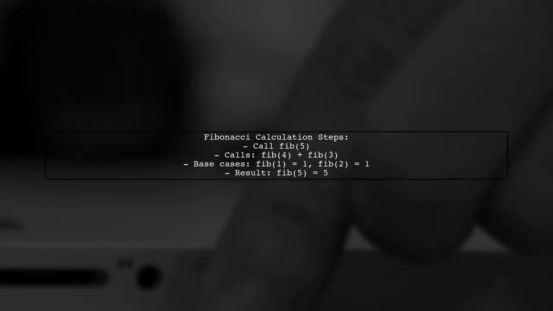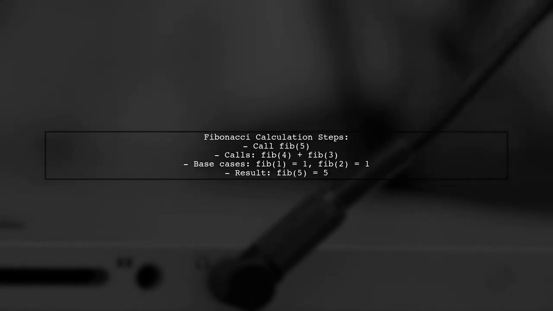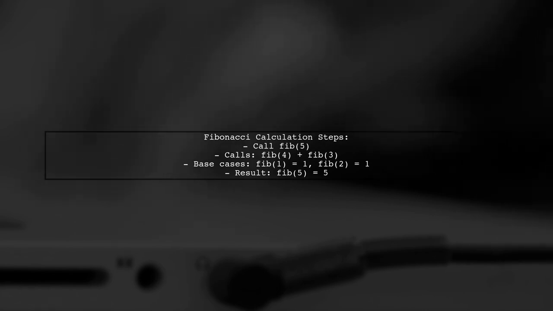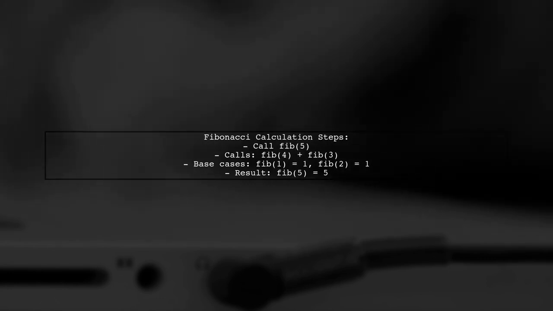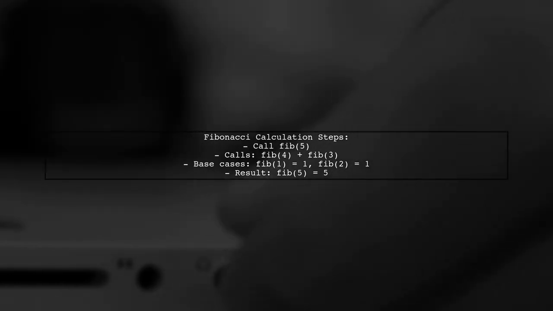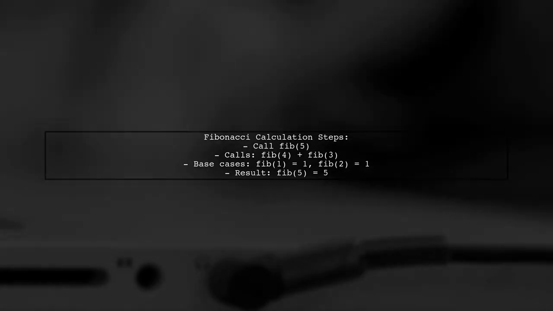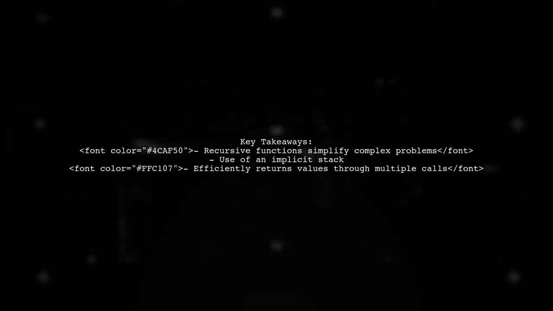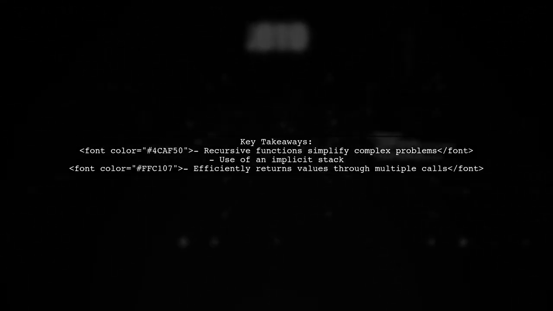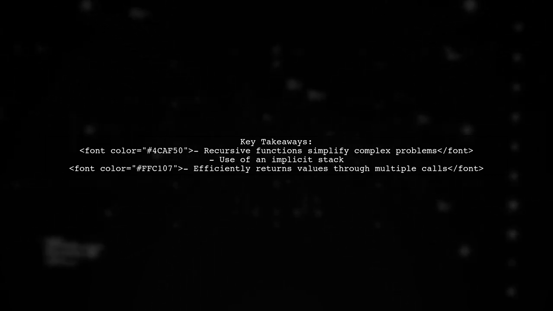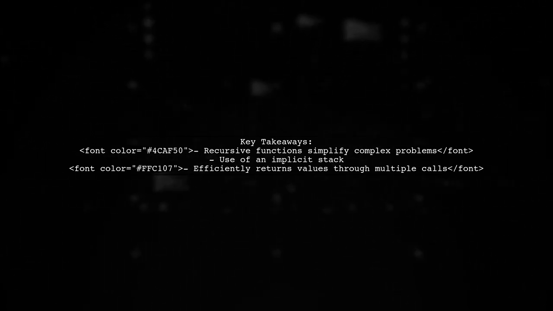When fib5 is called, it checks if n is less than 3. Since it's not, it calls fib4 and fib3. Eventually, these calls reach the base cases, returning 1 for fib1 and fib2. The final result for fib5 is 5. This process illustrates how recursive functions work by breaking down complex problems into simpler ones, using a stack to manage the flow of execution and return values.